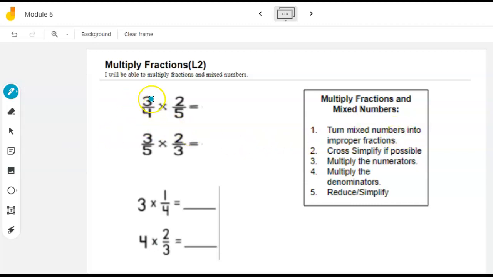If I look over here at this first one, both of them are already in fraction form, they're proper fractions, so I don't have to do anything. Cross simplify, okay? So this is a little bit different. Cross simplify means we look at the diagonals. So these two are a pair. 2 and 4, what can they both be divided by? Well, they can both be divided by 2.